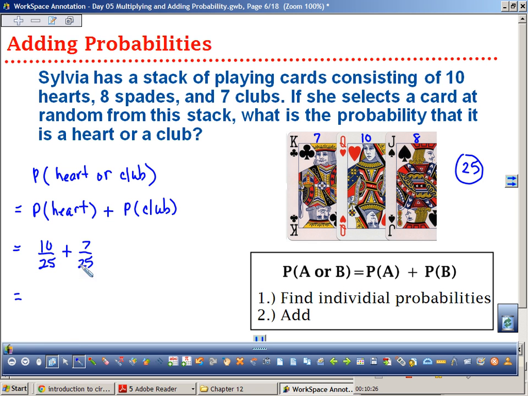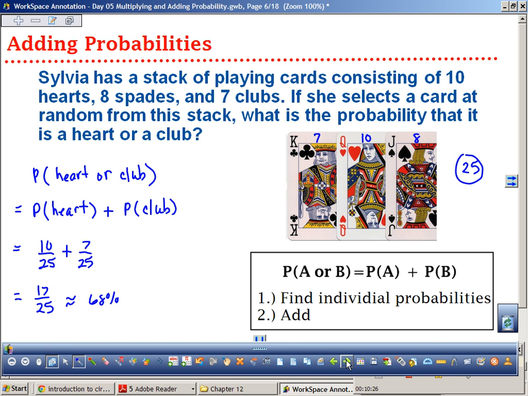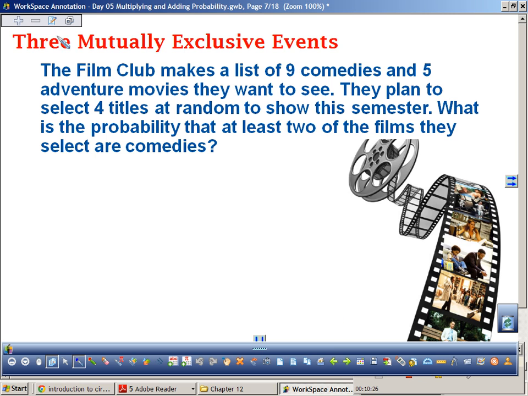Okay, so 10, they both have a common denominator, so it's just going to be 17 out of 25. So there is a 68% chance that we're going to pull a heart or a club. So a great chance. All right, I'm going to move on. All right, 3 mutually exclusive events.